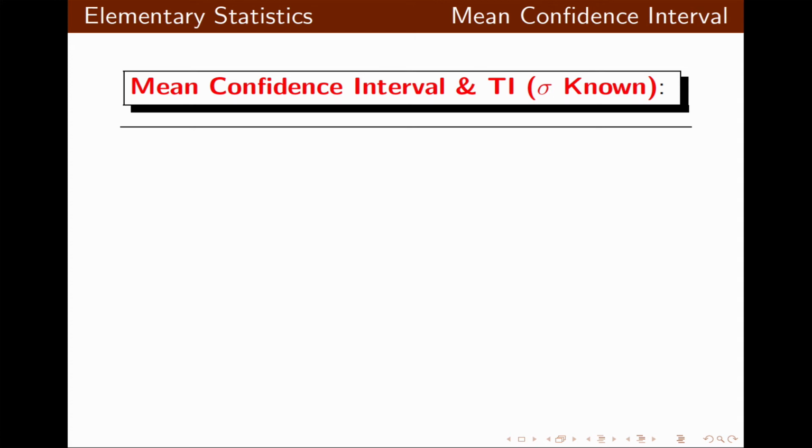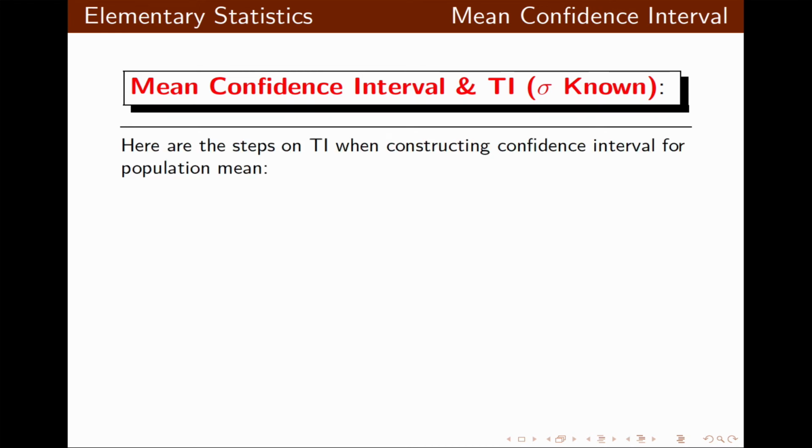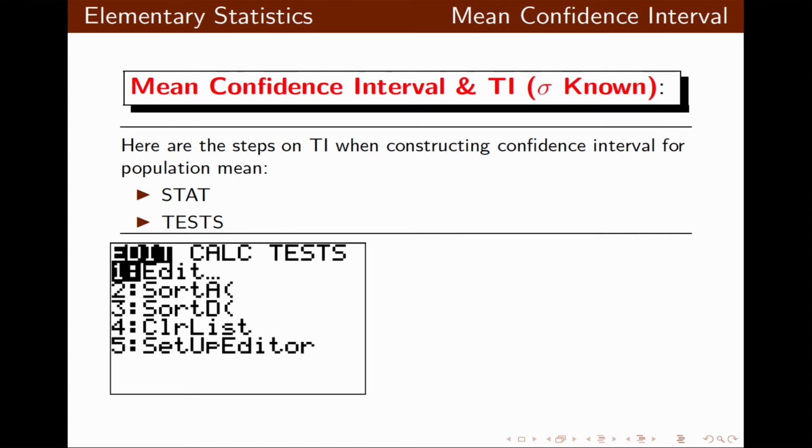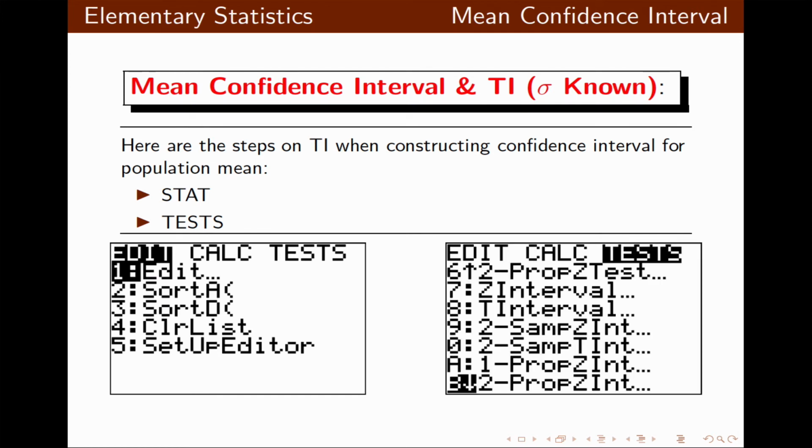Now let's see how we can do this problem using the TI. The steps for constructing a confidence interval on the TI are very straightforward. We press Stat, we go to Tests, but since sigma is known, we pick the option for Z interval.